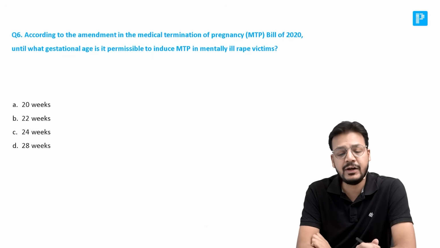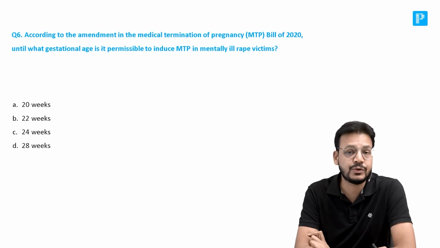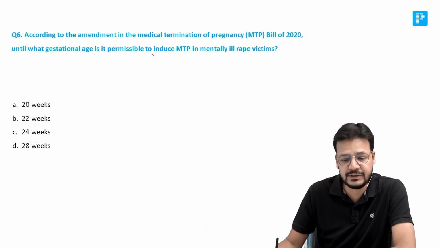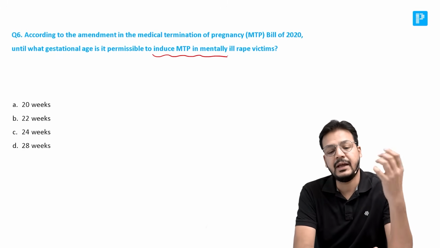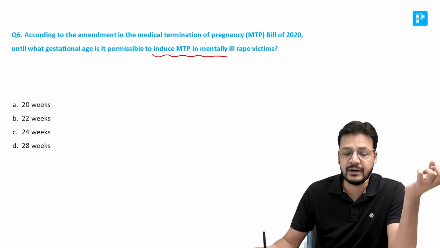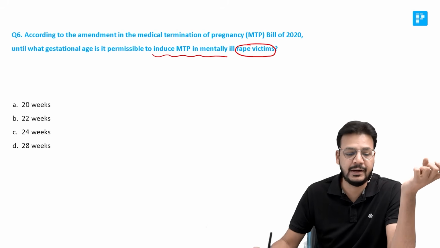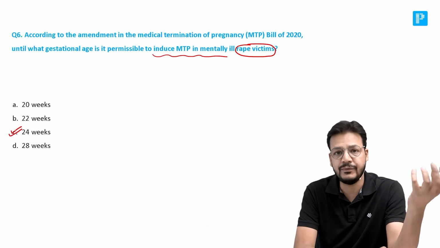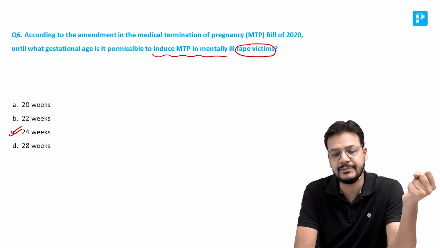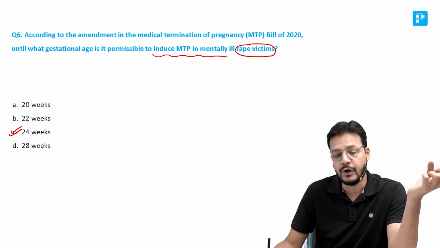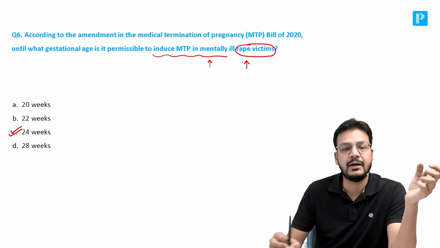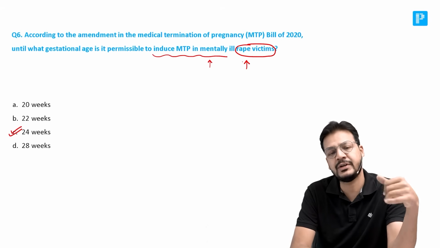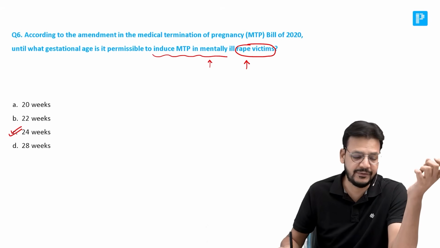According to the amendment of MTP Act Bill, that is 2020, what is the permissible age for mentally ill or rape victim that MTP can be done? So here in rape victim, the MTP can be done up to 24 weeks. So here answer is that for mentally ill or rape victim MTP is done up to 24 weeks. Generally for contraceptive failure up to 20 weeks.